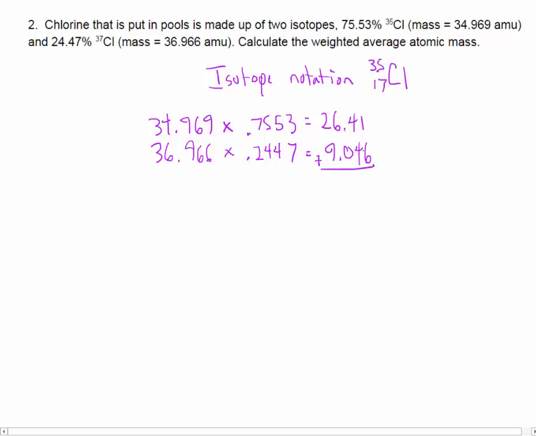Again, I'm just putting this smaller number of digits into my answers to match what was in the problem. Doesn't matter if you do that, you won't lose points if you don't. And I add that together and I get 35.46. And don't forget your unit, AMU. And that is your weighted average atomic mass for the chlorine.